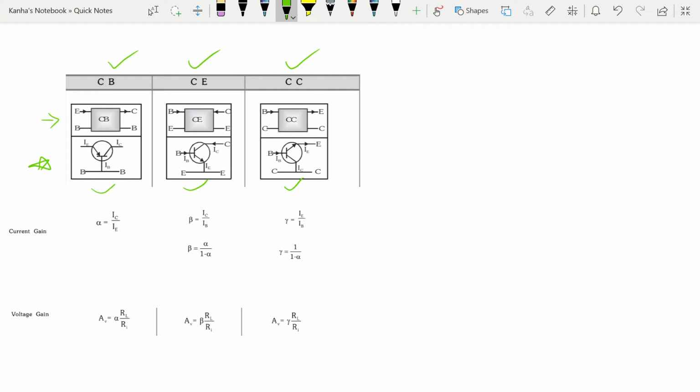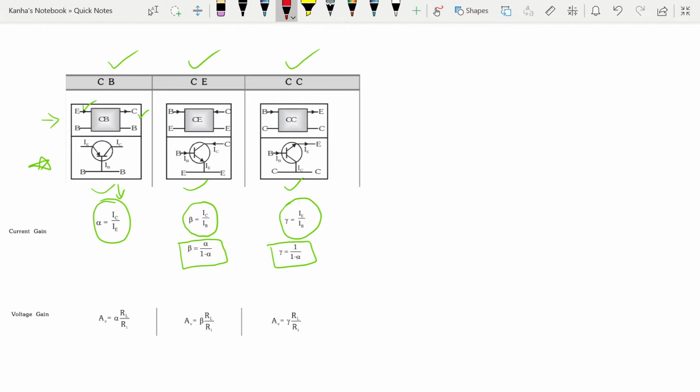So current gain for a common base is basically the output current divided by the input current. For the common base, the output is IC and the input is IE, so you get alpha equal to IC by IE. Now if you know what the inputs and outputs are for all three configurations, you can find alpha. Similarly, beta is the current gain for a common emitter case, and gamma is the current gain for a common collector case.